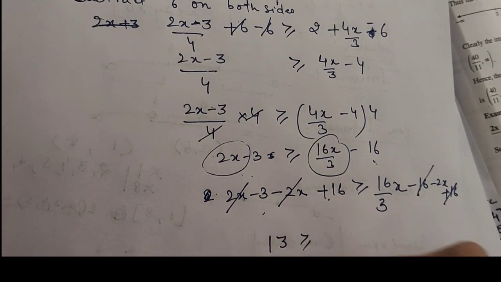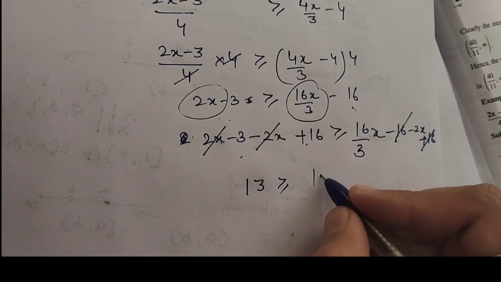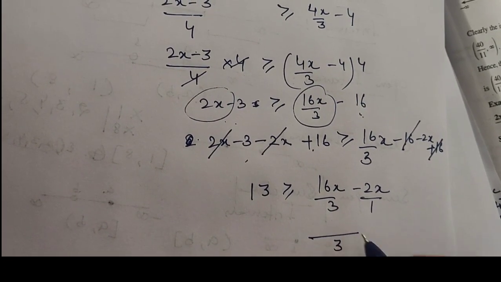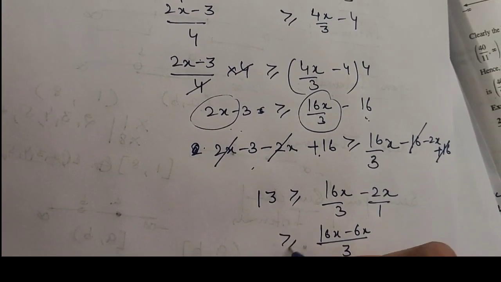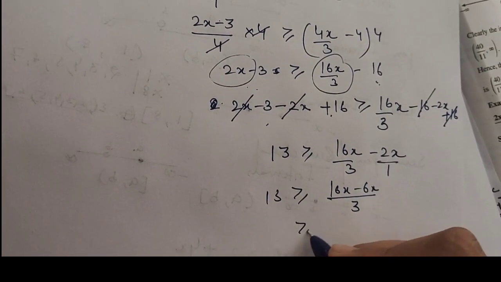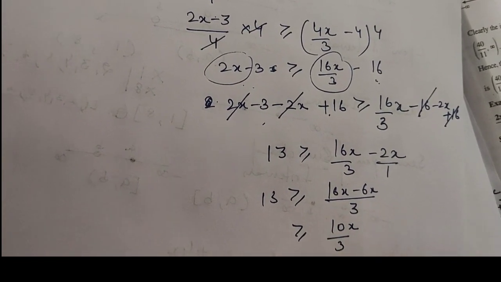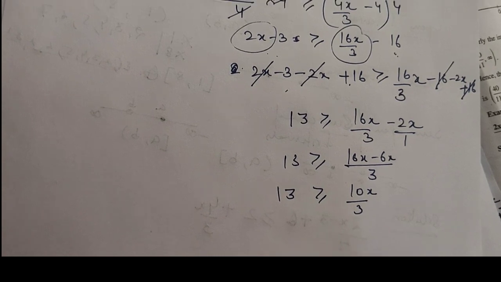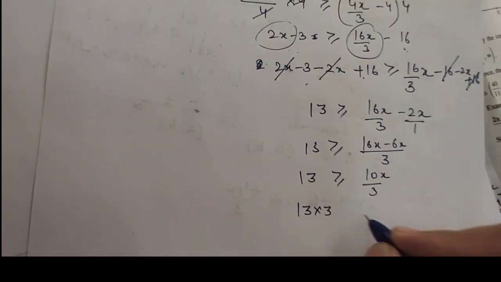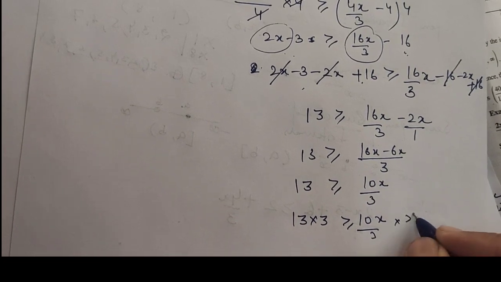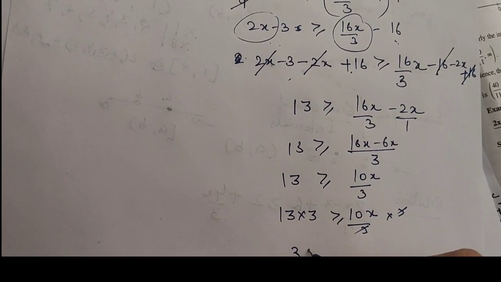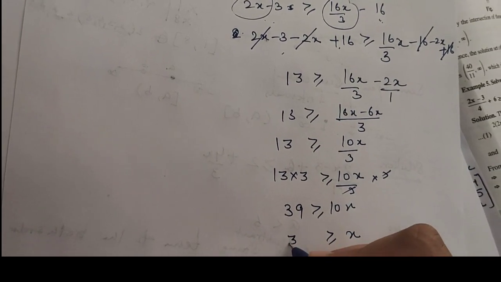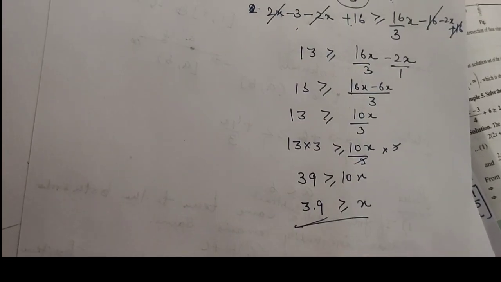16 minus 3 is actually 13, greater than or equal to, then you have 16 by 3x minus 2x, LCM, that is 3, 16x minus 6x greater than or equal to 13, then you have 10x over 3 less than or equal to 13. Multiply both sides by 3. You have to write these steps actually. Okay, then you have x less than or equal to 3.9.